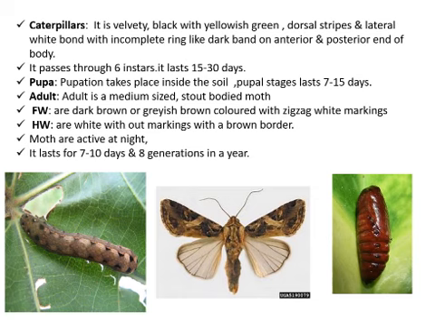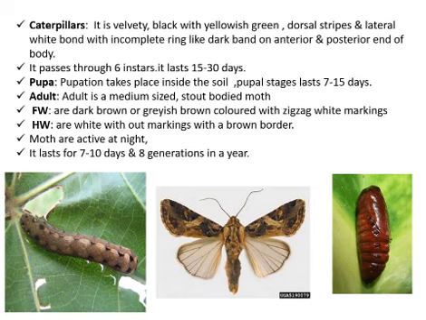The caterpillar is velvety black with yellowish green color, and it passes through 6 instars, which last around 15 to 30 days. This is the pupa, and it pupates in the soil and lasts for 7 to 15 days. This is the adult, a medium-sized stout-bodied moth. The forewings are dark brown or grayish brown with zigzag white patterns, and the hindwings are white with a brown border.